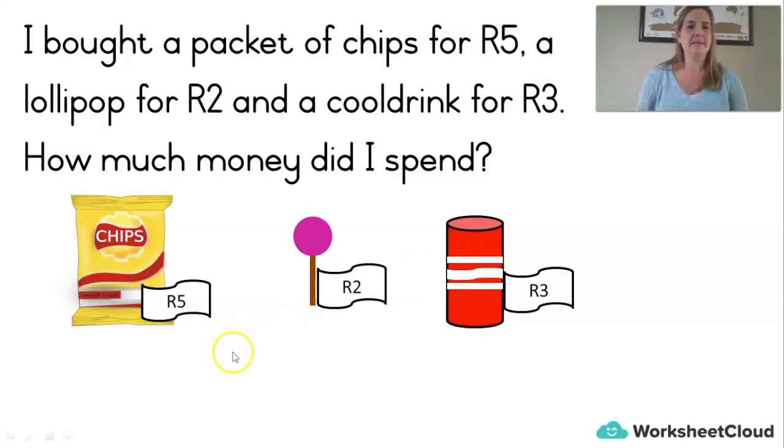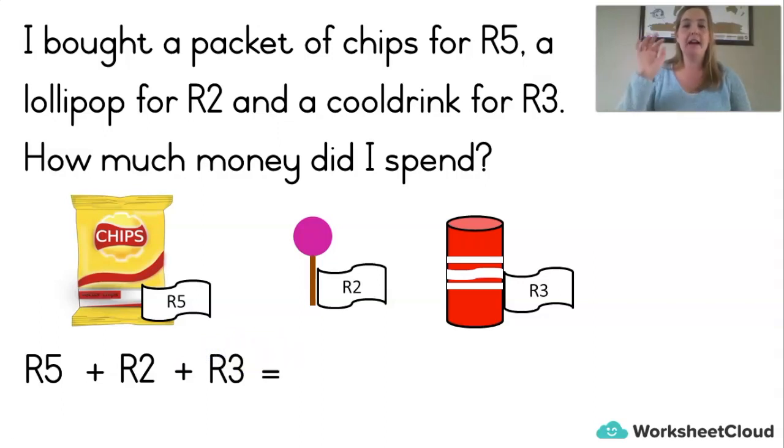Okay, well, let's see. I've got 5 rand plus 2 rand plus 3 rand. And how much is that? Well, let's add it up. 5 plus 2 plus another 3. How much does that equal? Yes, 10 rand. Well done. It equals 10 rand. There we go. 5 rand plus 2 rand plus 3 rand equals 10 rand. And now we can do money sums because we understand all about South African money and rands.